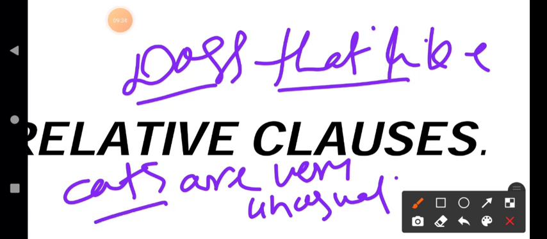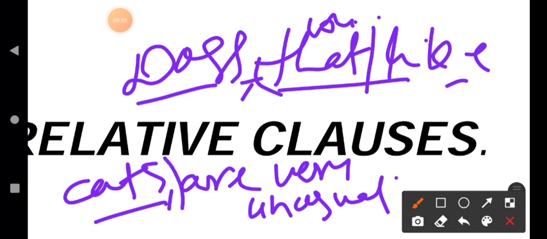That means instead of that we also use which, like cats are unusual. It is a defining relative clause. How do we identify that? If it is non-defining, we put it between commas, or between hyphens, or between brackets, also called parentheses. There are no commas, no brackets, no hyphens, so that's why it is a defining relative clause.